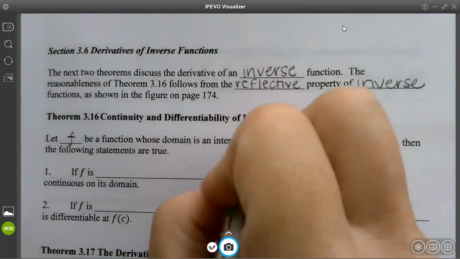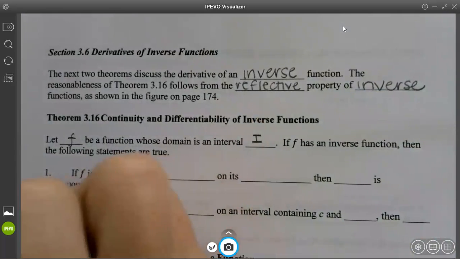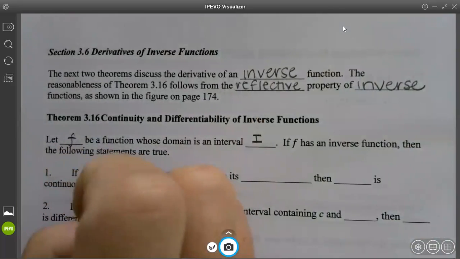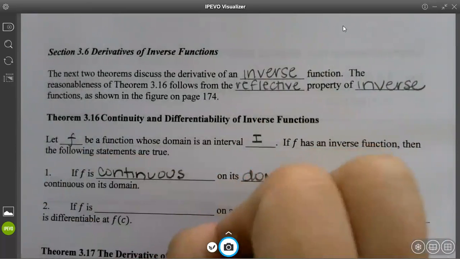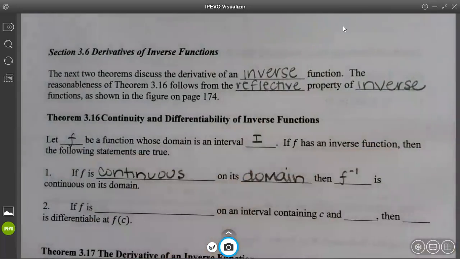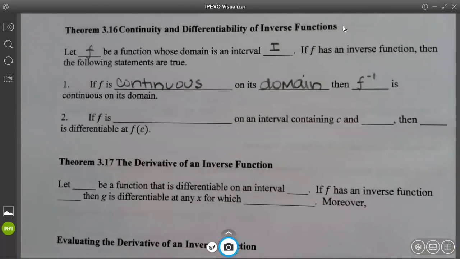I. If f has an inverse function, then the following statements are true. If f is continuous on its domain, then f inverse is continuous on its domain. So if the function is continuous, then its inverse is continuous.